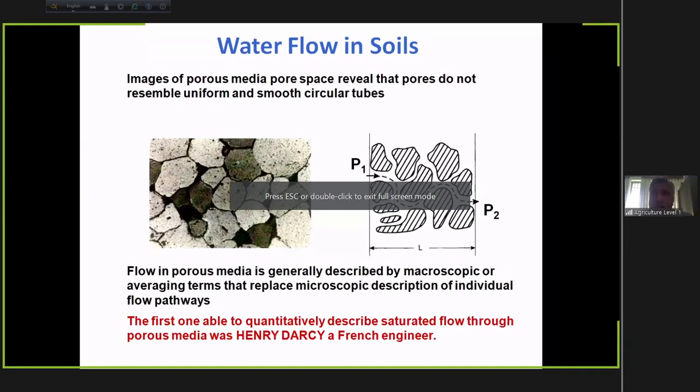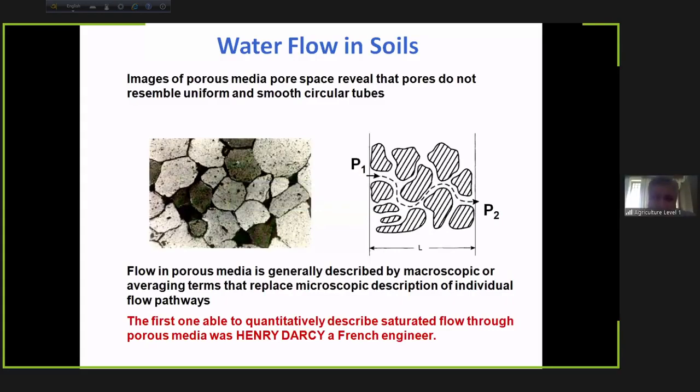Clear? Yes, sir. Okay, so what did we learn? Actually, we learned how to measure soil water content by two different methods: direct method and indirect method. In the direct method, we have the gravimetric method and the volumetric method.